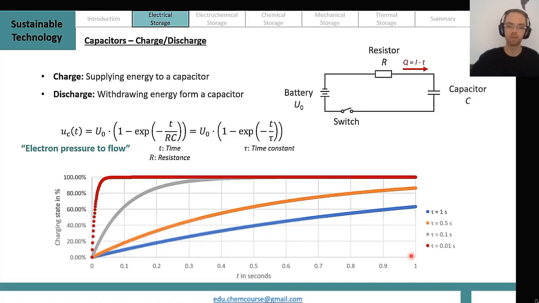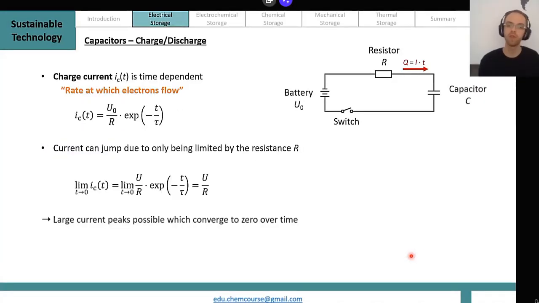be after all. Another value we should have a look at is the charge current, or as I described it here as IC, which is dependent on t. So the charge current is basically the rate now at which the electrons flow. And the charging current is again given by this expression here, which is the voltage divided by the resistance times exponential minus t divided by tau.